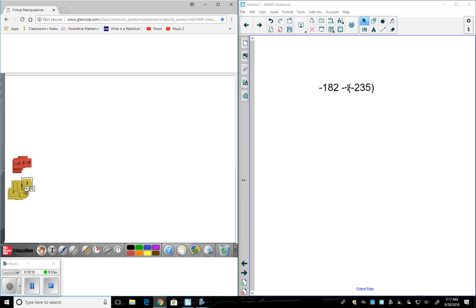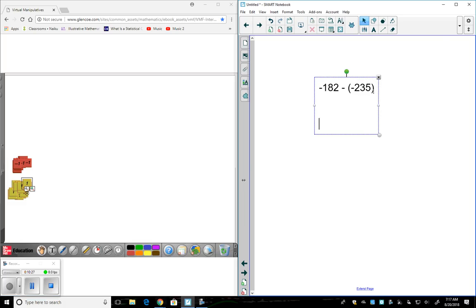Now, this negative means change this 235 to a positive. So what I'm going to do is rewrite this as negative 182. The two negatives now become a positive 235. So this is a new problem I'm trying to solve.